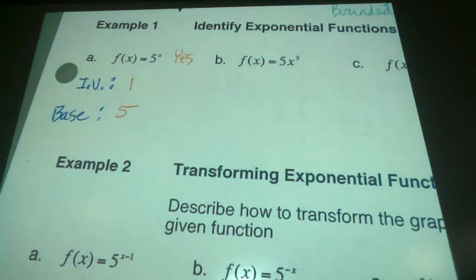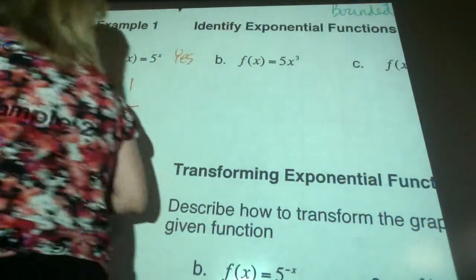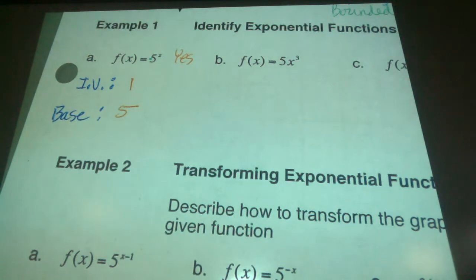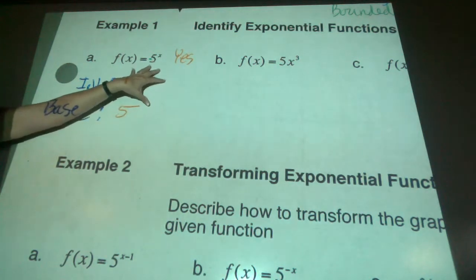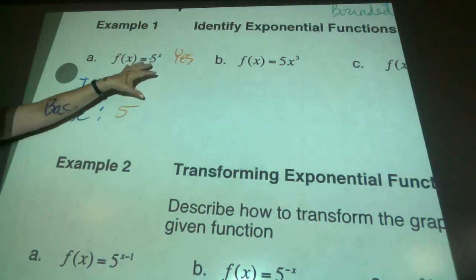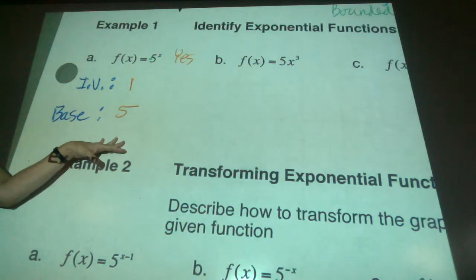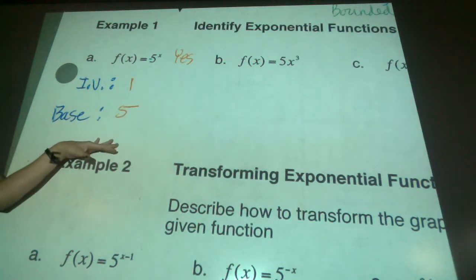Same thing occurs. Don't write this down because I don't want your notes to get confused. But if I put a negative right here, no parentheses, just a negative right there, is that negative being raised to the x power? It's not, because it's not in parentheses. And so this is the other way that you could see this occurring. Do not tell me that the base is negative 5. The base cannot be negative. The base is never negative.